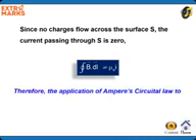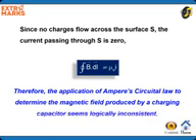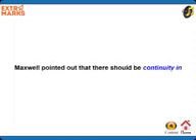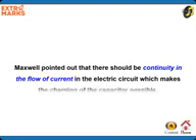The application of Ampere's circuital law to determine the magnetic field produced by a charging capacitor seems logically inconsistent. Maxwell pointed out that there should be continuity in the flow of current in the electric circuit, which makes the charging of the capacitor possible.